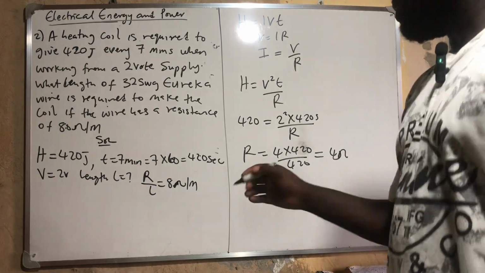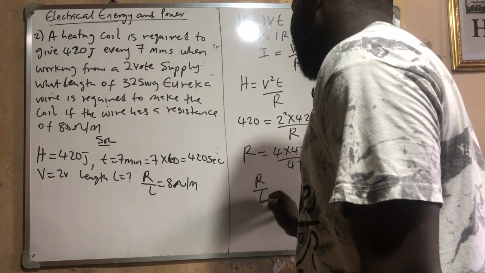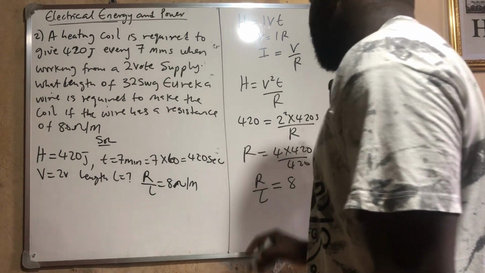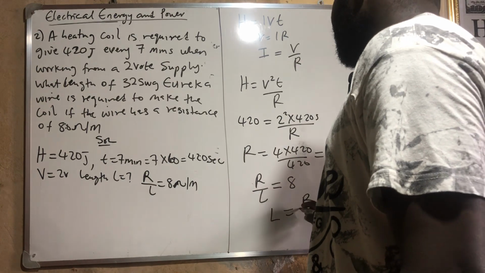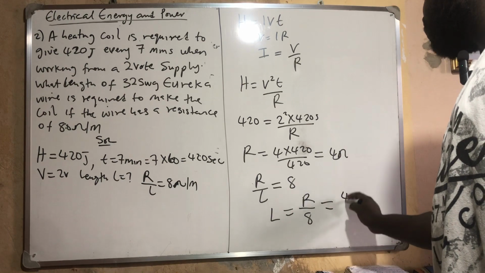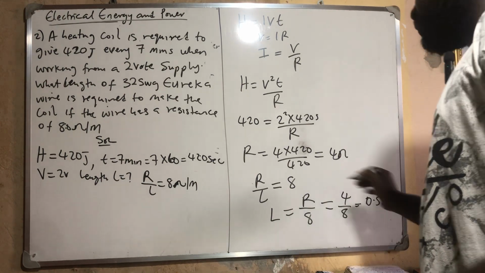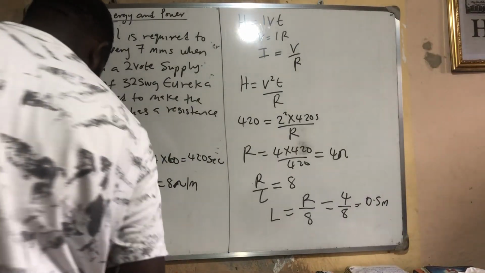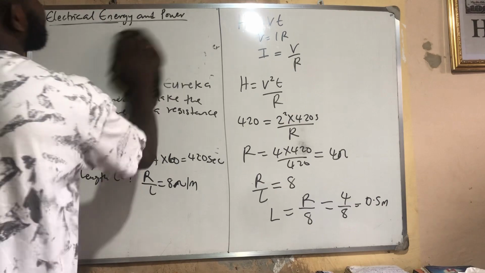This is my R. But I have that my R over L is equal to 8. But I know my R, so my L will now be R divided by 8, if you cross multiply. So I'm having 4 divided by 8, which is 0.5 meter. So that is my length. 0.5 meter is my length.